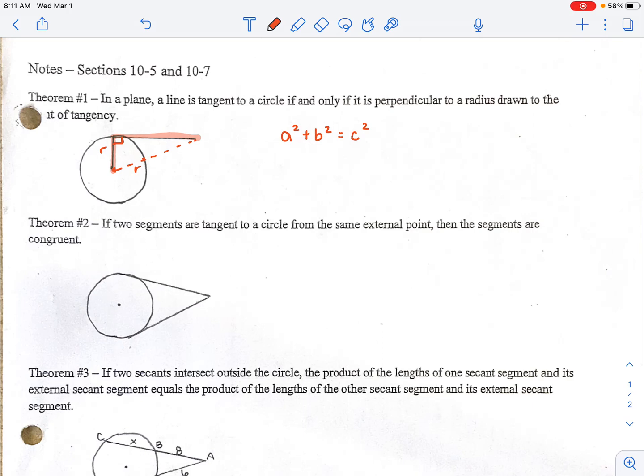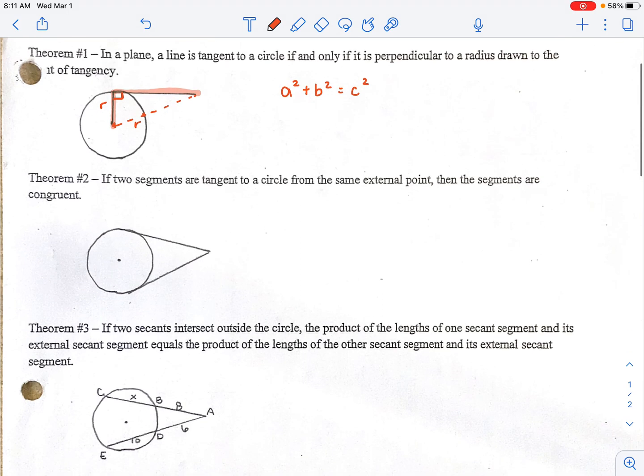which you've seen already. Theorem 2 says if two segments are tangent to a circle, so you notice that these two segments are touching the circle on the outside here, but never going through it, to the same external point, so you'll notice these two tangent lines are meeting at one point, then these two segments are congruent, so this would be the exact same length as this. So if I know that this is 10, that means this is also 10. We've seen this theorem in previous lessons.